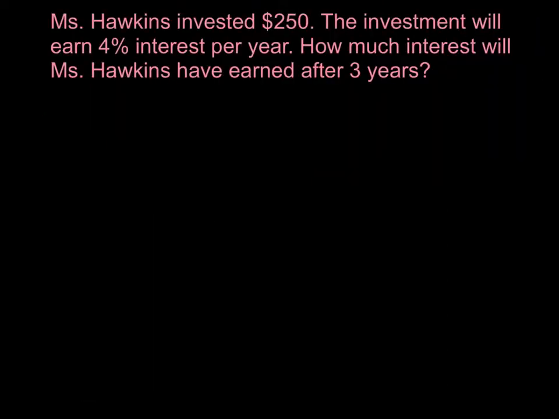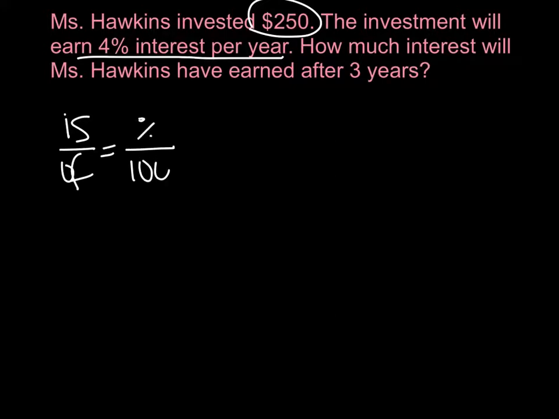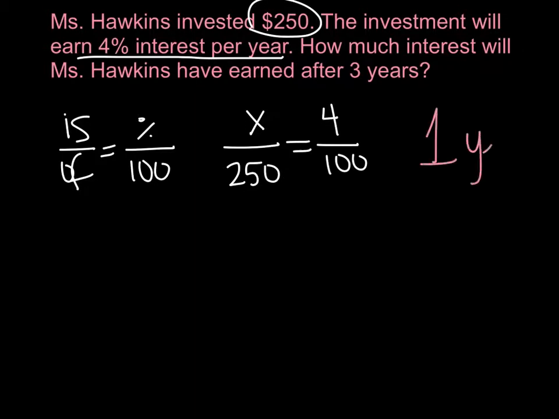So for this same problem, I can think about finding 4% interest on $250. So it's is over of, percent over 100, and fill it in. I don't know what that is going to be. I know that Miss Hawkins invested 250. I know that that percent is 4% out of 100. So when I cross multiply and divide, this is going to tell me for 1 year, because it's 4% interest per year.